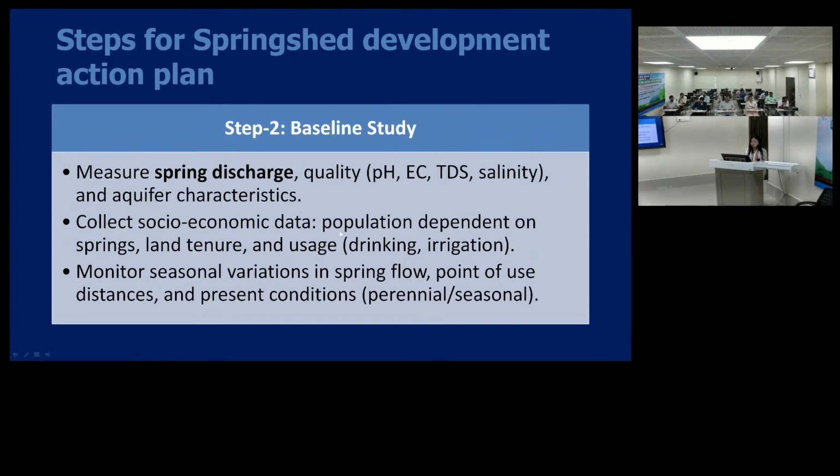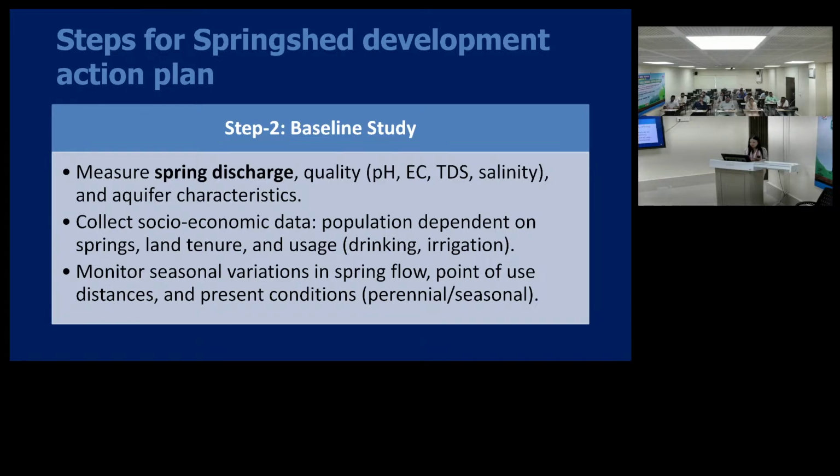And now step two is the baseline study. In baseline study comes the measurement of spring discharge, quality, and aquifer characteristics. We can also collect the socio-economic data like the population. We have done this. Sir has discussed vulnerability assessment. We need to assess. So how do we assess? First thing, we need to collect the data, the information. Without collection of information or data, we cannot assess the vulnerability of that spring.